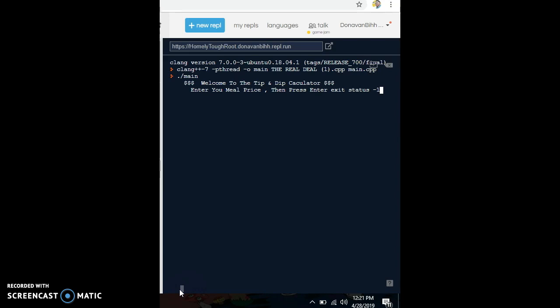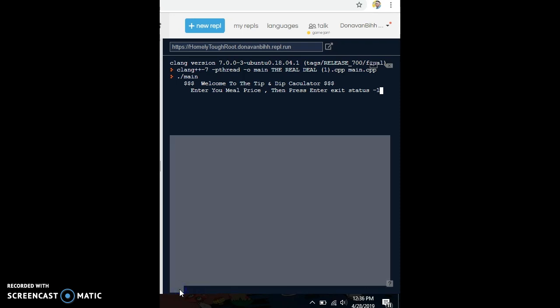My app is called the Tip and Dip Calculator. Tip and Dip is designed for when you're on a date or when you're just grabbing a bite to eat for lunch. Tip and Dip takes the money that you spent on your total meal, times it by 0.2, and then shows you the amount you should tip your waitress or waiter. Well, enough of me talking. Let's see what this bad boy is working with.